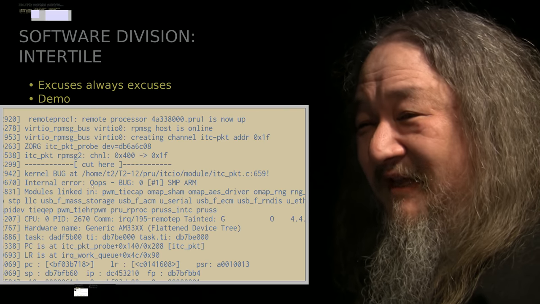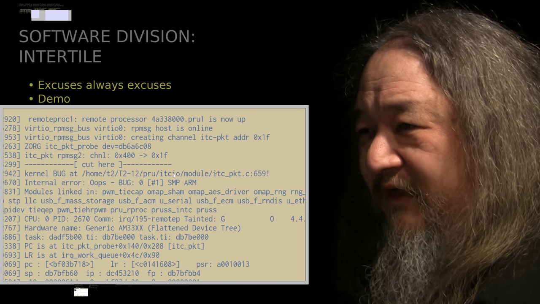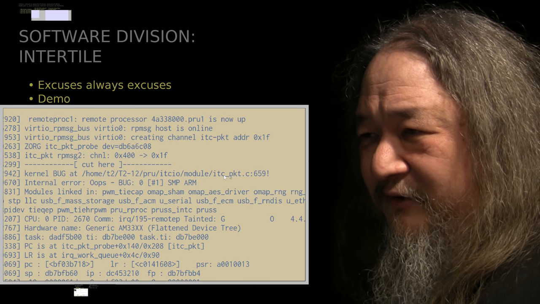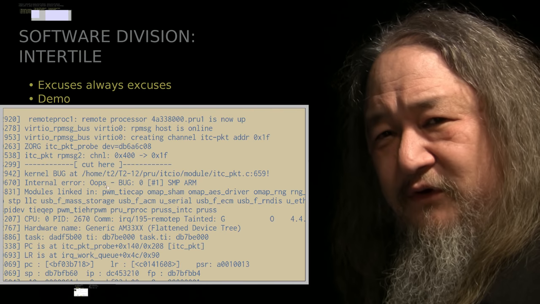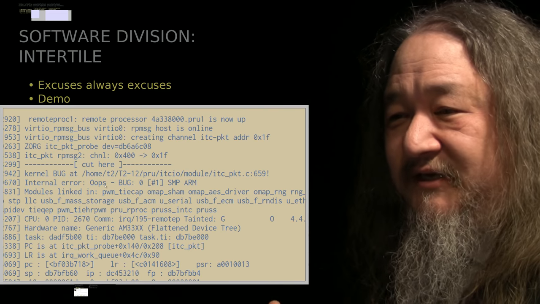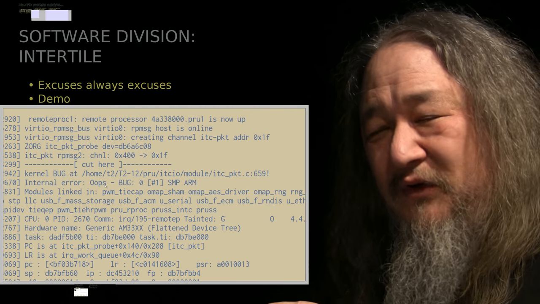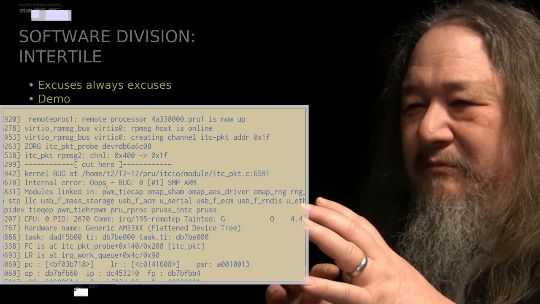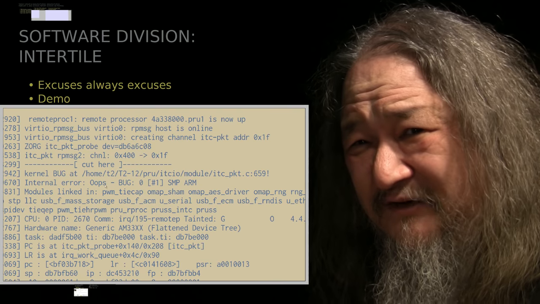So now, in this particular place, the kernel bug is in code that I wrote, intertile connector packet.c 659. In fact, that line of code says bug if this condition is true, and that condition was true. It took me a day and a half to run this all down, and it ended up being a sequencing problem, which I don't even completely understand.